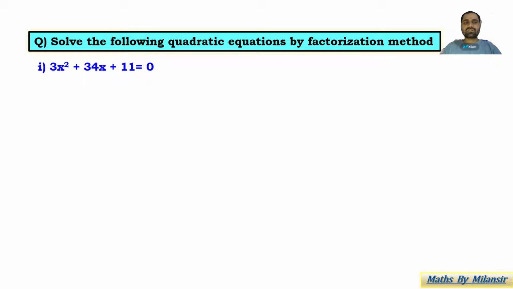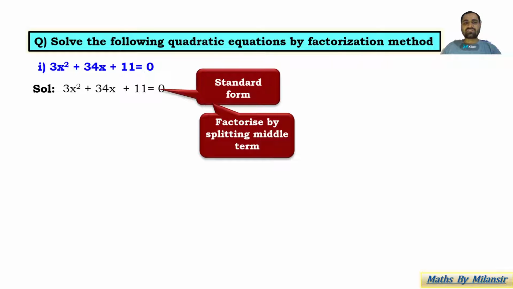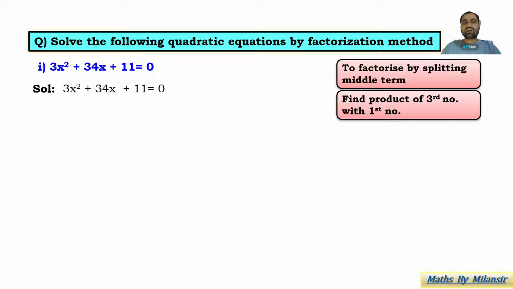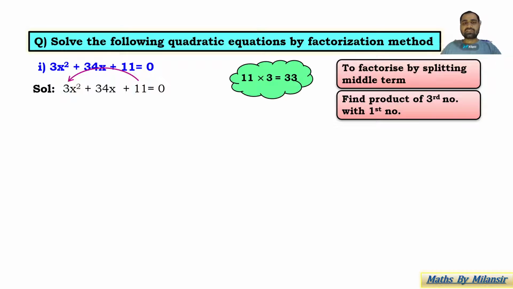So very first equation is 3x square plus 34x plus 11 equal to 0. So it is in a standard form. Now let us factorize this equation by splitting the middle term. So now what is the first term here? First term is 3 and the last term is 11. So find the product of first term and last term. So the product of first term and last term is 33.